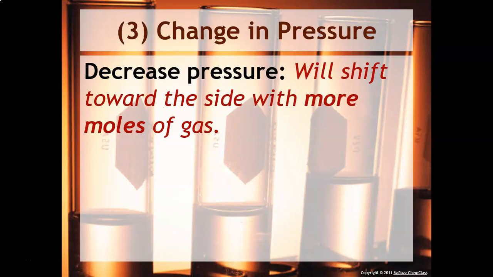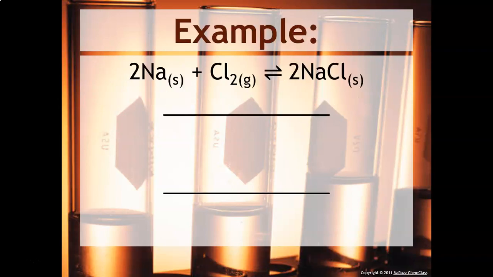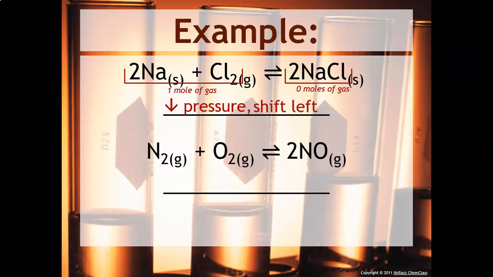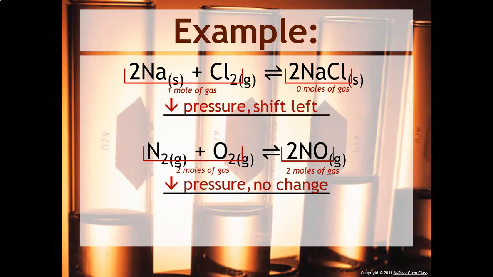Here's another example, when talking about decreases in pressure. A decrease in pressure is going to shift to the side with more moles of gas. So for example, take the same one. If we decrease pressure, that means the reaction is going to shift left towards the Cl2, because again there's 1 mole of gas versus 0 moles of gas. In this one, notice that we've got 2 moles of gas here and we've got 2 moles of gas there. If we decrease pressure, what do you think is going to happen? If you guessed no change, you would absolutely be right. Great job.